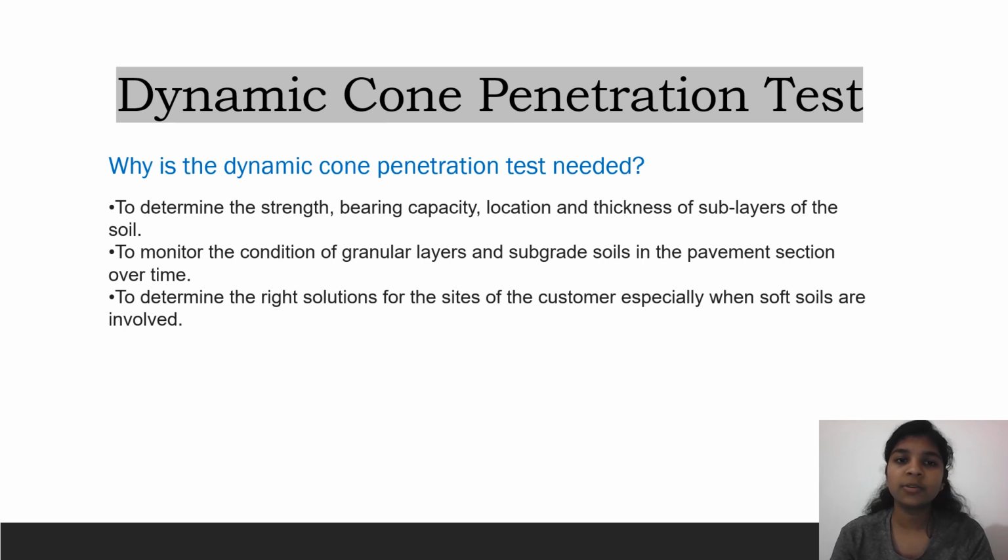After that, we will see the dynamic cone penetration test, which is the second part of the cone penetration test. We will see why we need the dynamic cone penetration test, as we have the SCPT to determine the shear strength, bearing capacity, location, and thickness of a sublayer of the soil. As these types of parameters cannot be determined in the SCPT, for that purpose we have the dynamic cone penetration test to monitor the conditions of the granular layers and the subgrade soil in the pavement section over time, to determine the right solution for the site of the customer, especially when soft soil is involved.